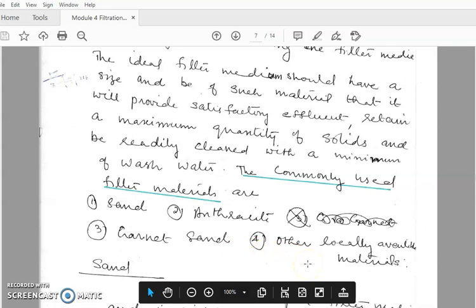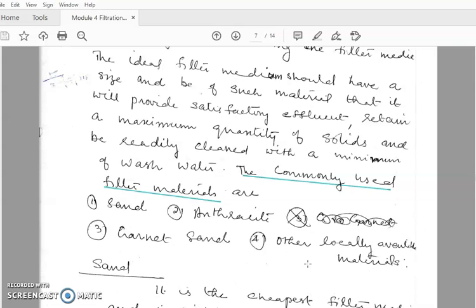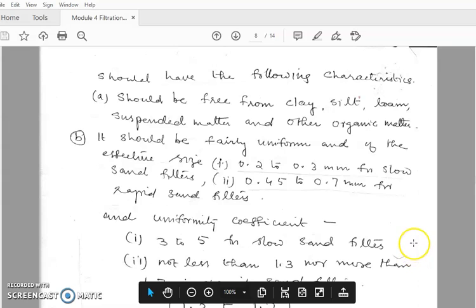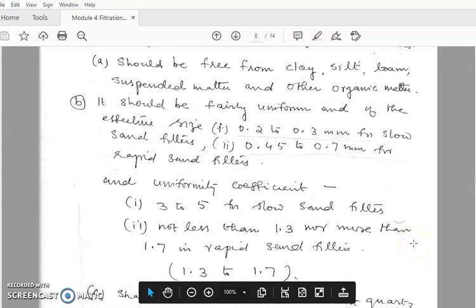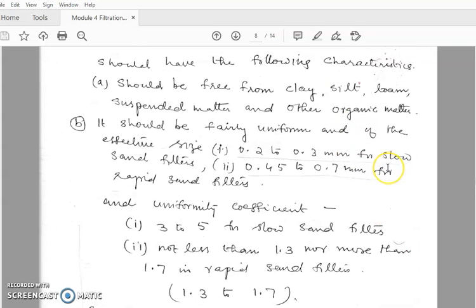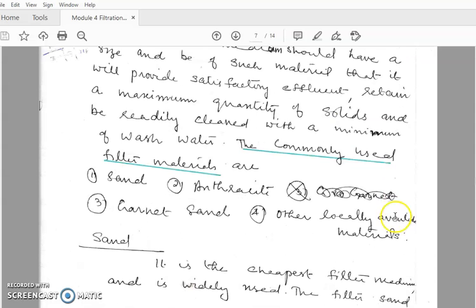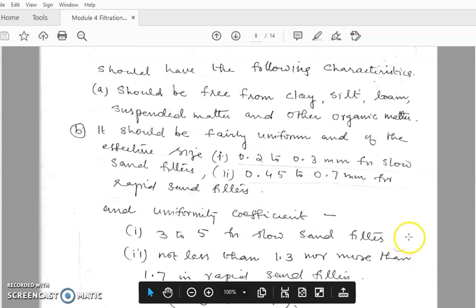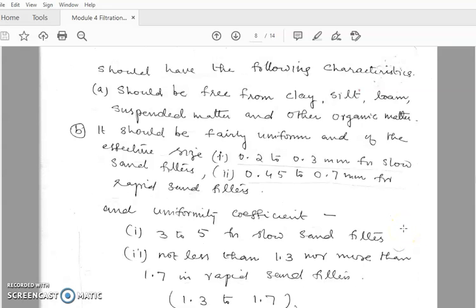And then we all know that we usually use certain other locally available materials also, is it? That we will discuss again, the locally available materials. That is the crushed coconut shells. You all remember many of the students are doing some projects based on the crushed coconut shells. A different type of such materials are there, but the commonly adopted media is sand.